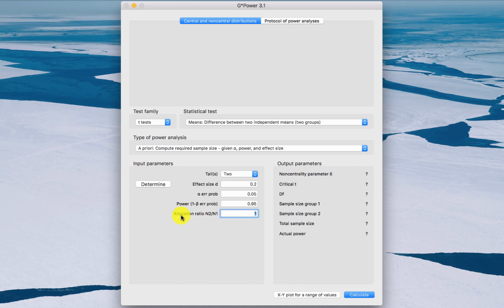The next part is the allocation ratio, which is N2 divided by N1. That sounds scary, but all it means is how many people are in the groups. So if we have a value of 1, then we're going to have the same number of people in each group, same males, same females. If you did your paired samples, so student scores between 2017 and 2018, you're going to have it as 1 because it's the same students. Anyhow, we'll leave those for now and go down to the bottom right and say calculate.